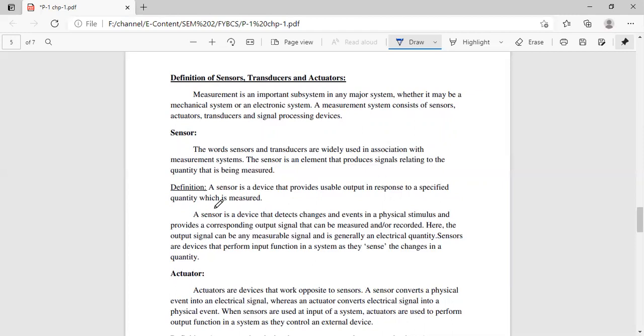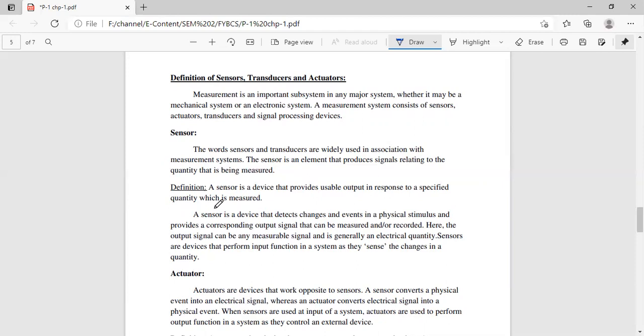If you are working in a mechanical system, then measurement is important. If you are working in an electronic system or electronic sector, again the measurement is very important. A measurement system consists of a sensor, actuator, transducer, and signal processing device. Now we'll see what these three parameters are in detail.